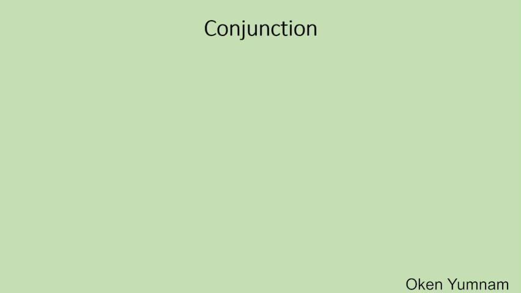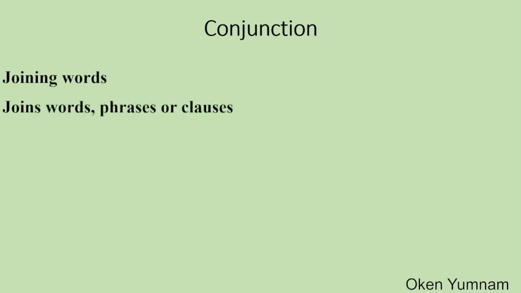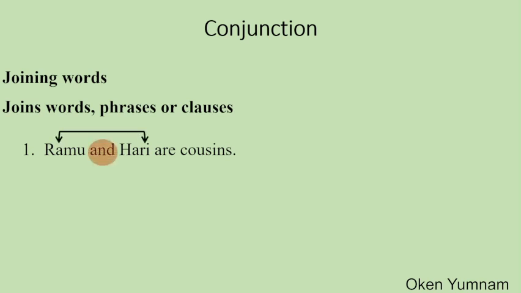And now let's come to conjunctions. What are conjunctions? Conjunctions are simply joining words. And what do they join? They join words, phrases, or clauses. Let's see here. Ramu and Hari are cousins. And is a conjunction which joins Ramu with Hari.